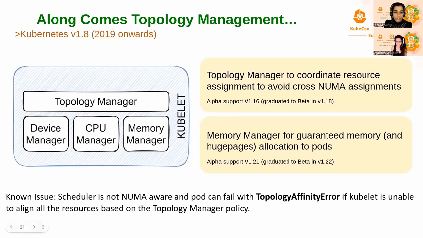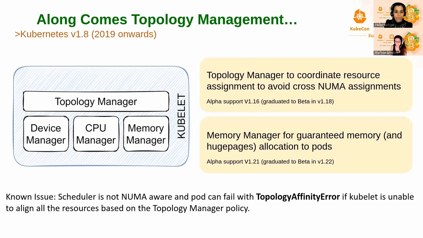With topology manager, we were able to align CPU and devices, but guarantees around memory did not exist for a while, and there was a major gap. This was addressed in Kubernetes 1.21 with the introduction of memory manager, which became a beta feature in 1.22.